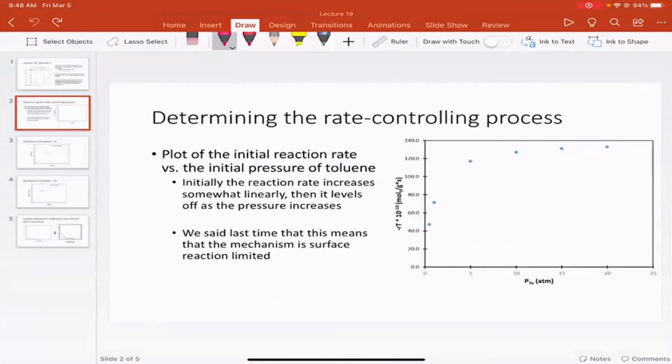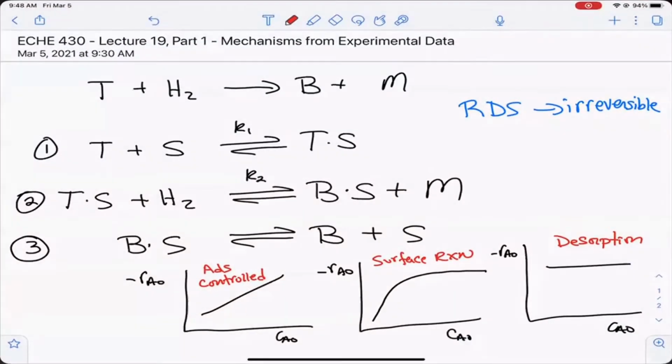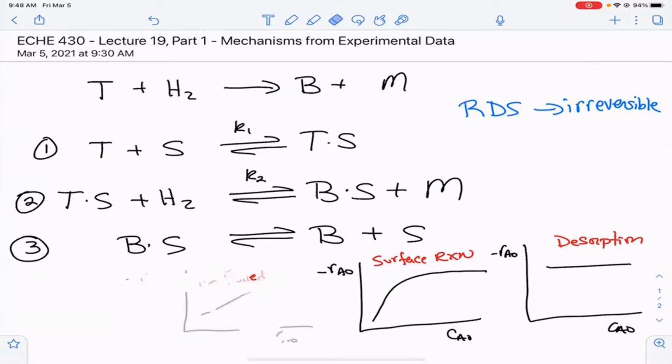So we have a plot that starts to increase. We could call it semi-linearly. There aren't that many data points there. And then it levels off to give us an asymptote. And so, if you remember that from our discussion a minute ago and the lecture last time, this means that the surface reaction is going to be the rate determining step. And so if we go back to our mechanism, that actually means that reaction 2 is the rate determining step.